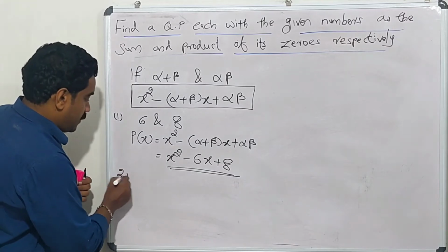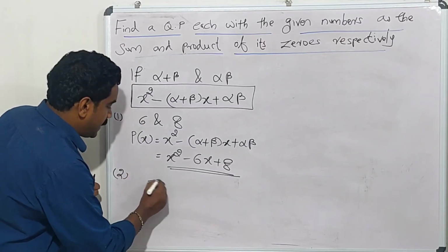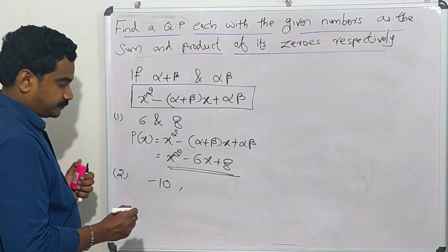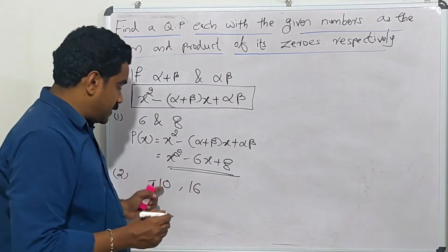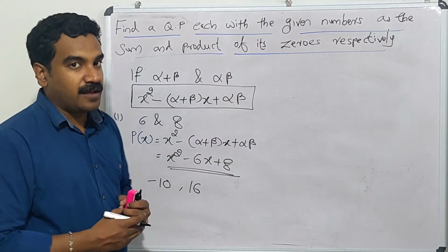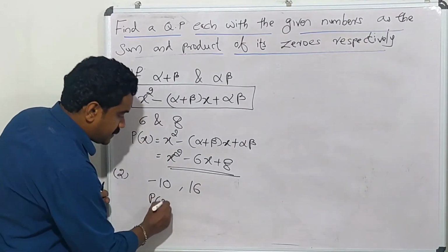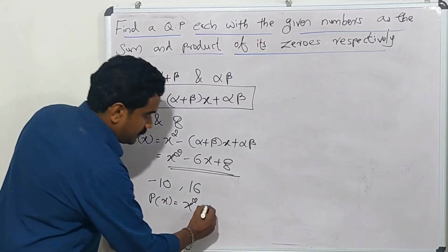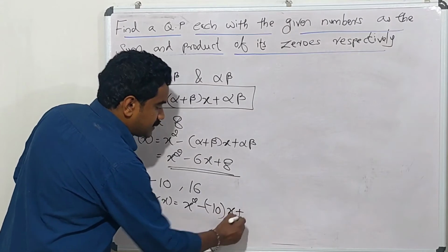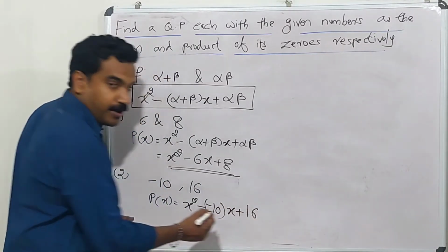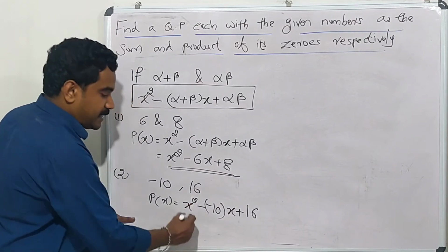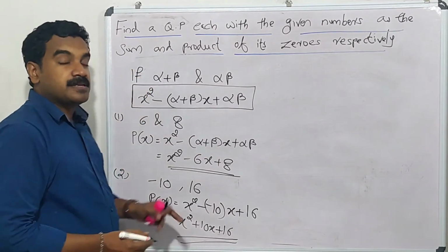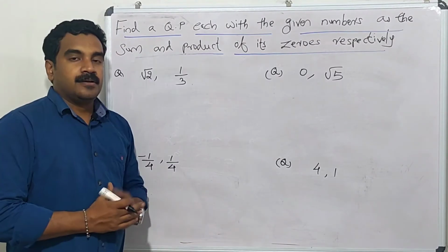Look the next question. If sum of the zeros is minus 10 and the product of the zeros is 16. How can we make a polynomial? Simple. P of x is equal to x square minus sum into x. What is sum? Minus 10. Minus 10 into x plus product. What is the product? 16. That is x square minus minus is plus 10x plus 16. X square plus 10x plus 16 is the answer. Hope it's clear. Moving to the next question.